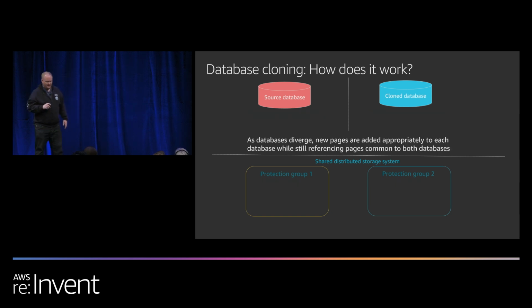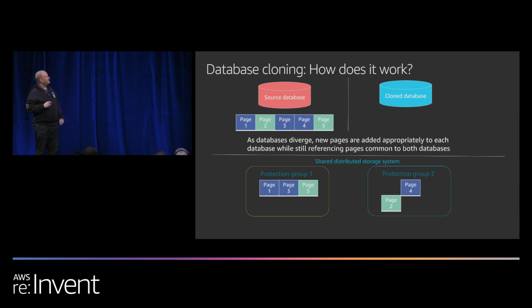We can see here in this case, the source database had the darker blue pages from the beginning. Then it made some updates, so page 2 and page 5. Page 2 was updated. Pages 1 through 4 were the original.